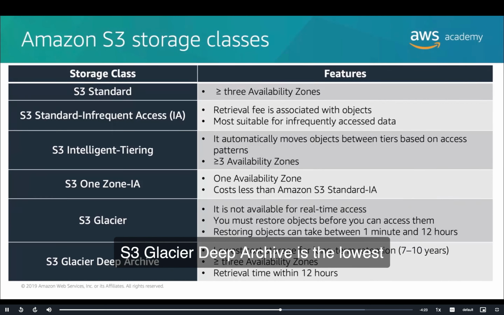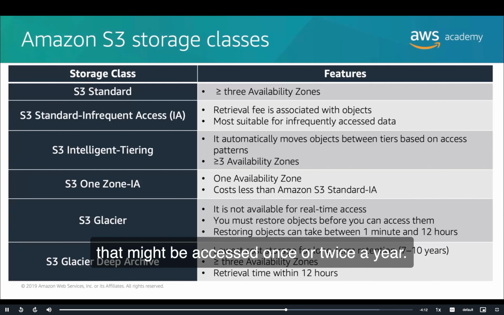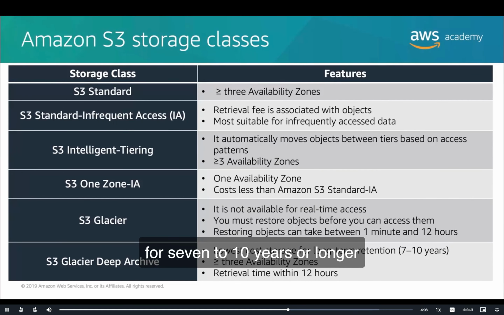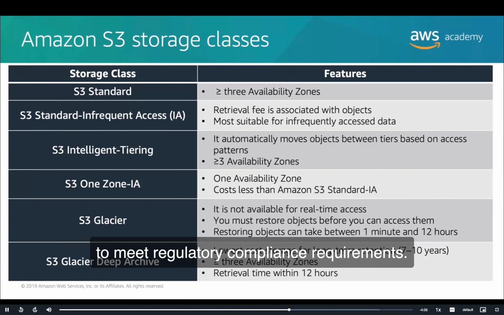S3 Glacier Deep Archive is the lowest-cost storage class for Amazon S3, and it supports the long-term retention and digital preservation of data that might be accessed once or twice a year. It is designed for customers that must retain data sets for 7 to 10 years or longer to meet regulatory compliance requirements.